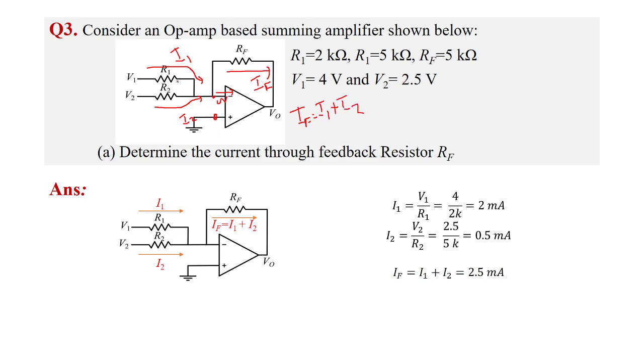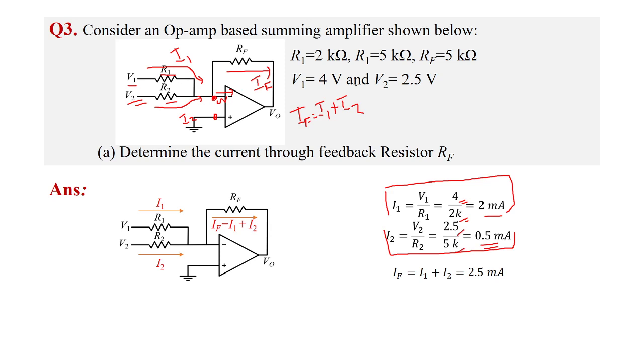So what is I1? Since this node voltage is 0, the current through R1 is V1 by R1. So I1 is V1 by R1. V1 is 4 volt, R1 is 2K, so 2 milliamps. What is I2? I2 is the current through R2, and the voltage across R2 is V2, so I2 equals V2 by R2. V2 is 2.5 and R2 is 5K. So we will get 0.5 milliamps. So this is the current I1 and I2.